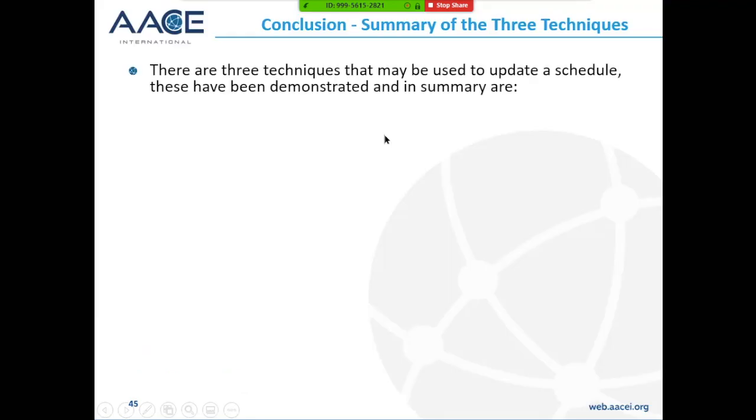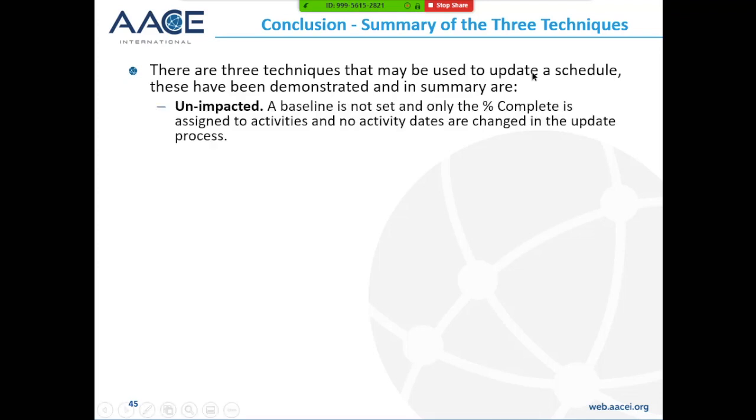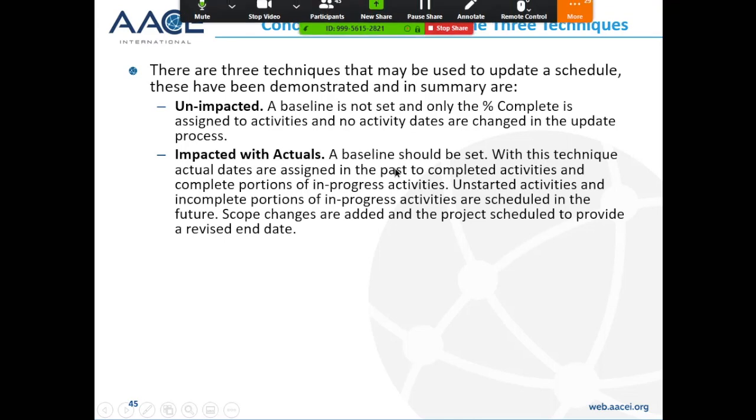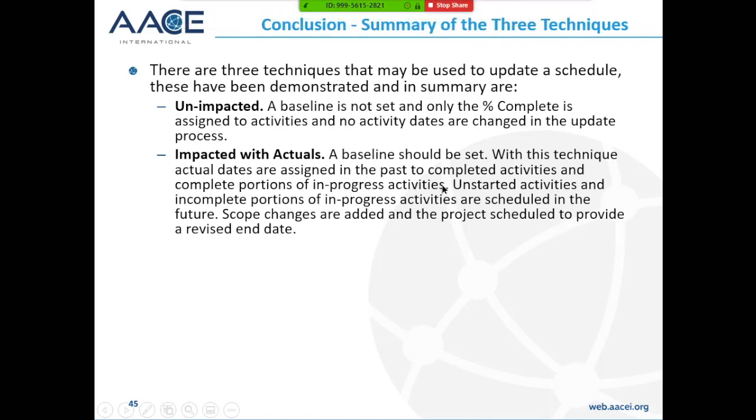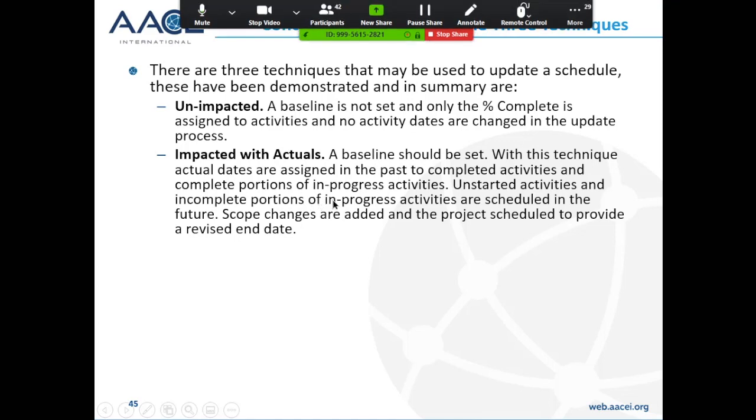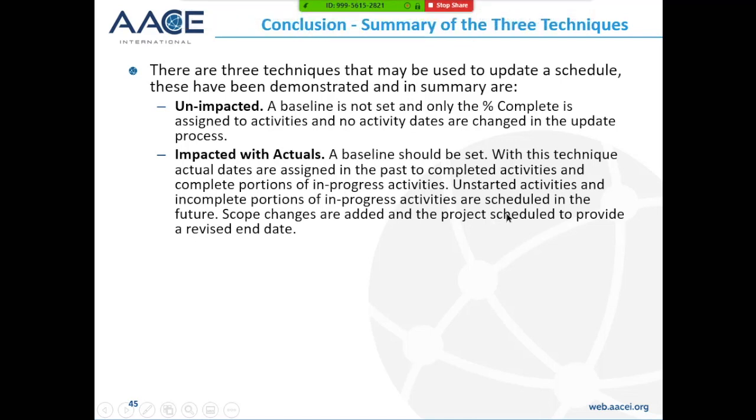Okay, so in conclusion, there are three techniques that may be used to update a schedule, and they've been demonstrated. In summary, there is unimpacted, where a baseline is not set and only the % complete is assigned to the activities and no actual dates are changed in the update process. There's impacted with actuals, where a baseline is set, and with this technique actual dates are assigned in the past to completed activities and complete portions of in-progress activities. Unstarted activities and incomplete portions of in-progress activities are scheduled in the future. Scope changes are added and the project should schedule to provide a revised end date.